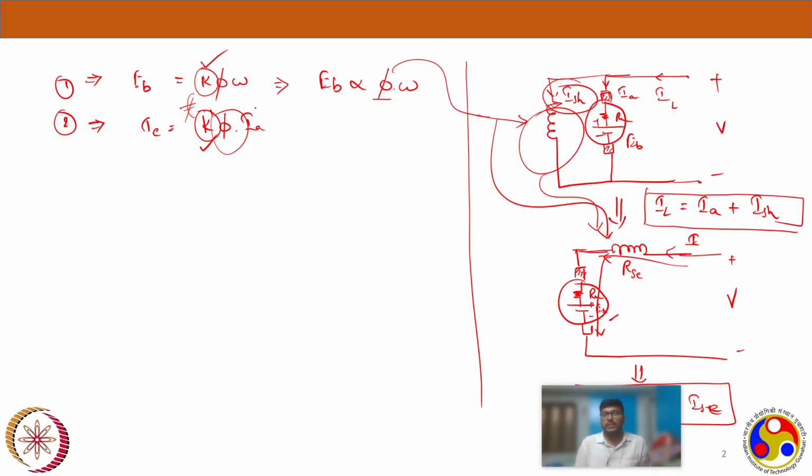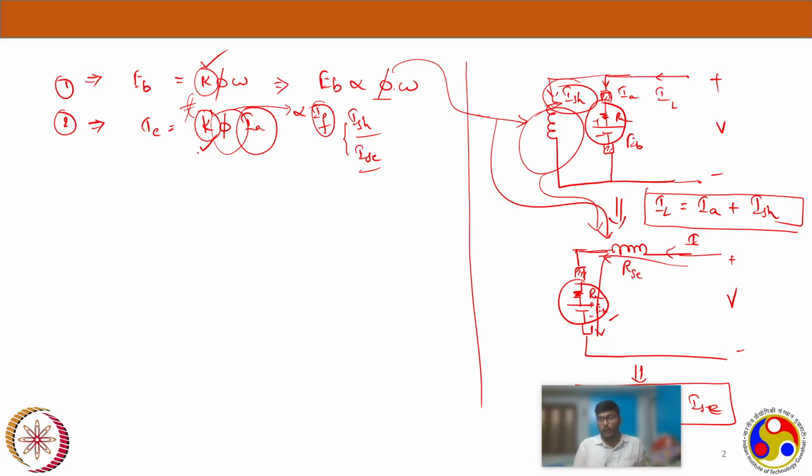If the BH curve is linear, the flux is proportional to the current flowing through the field winding. If it is a shunt motor, it is ISH, and if it is a series motor, it is ISC. That is the important point. The torque is also directly proportional to the armature current IA. The back EMF is not dependent on IA, but the electromagnetic torque developed is dependent on IA.